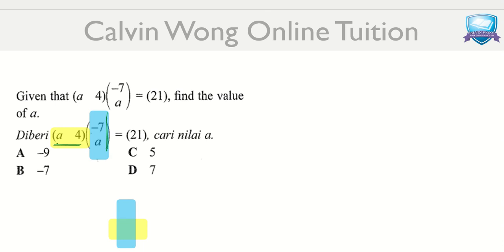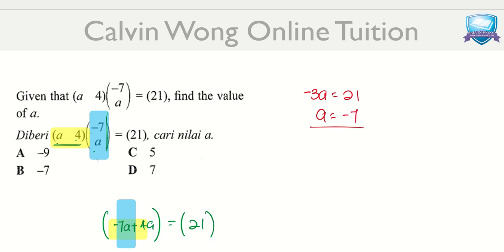Now, row 1, column 1. So A times negative 7, you get negative 7A, plus 4 times A is 4A. It's a 1 by 1 matrix. So the value is 21. So we get negative 3A equals 21. A equals negative 7.